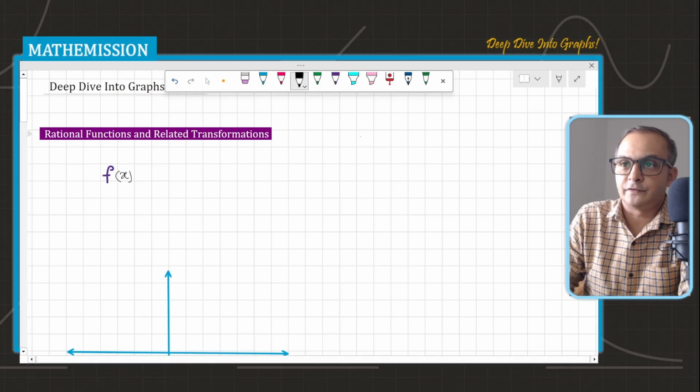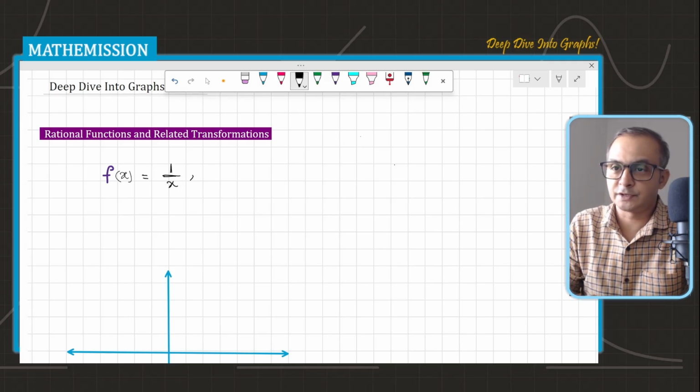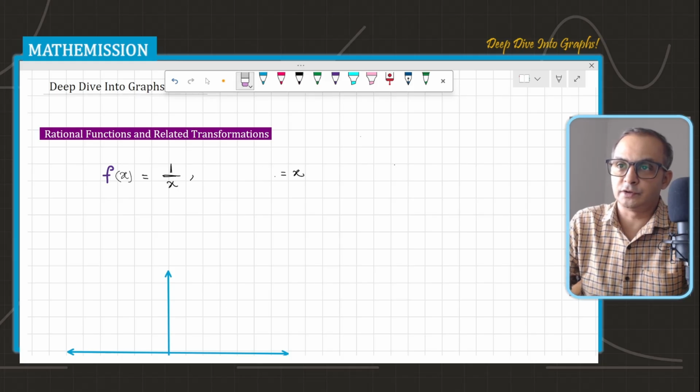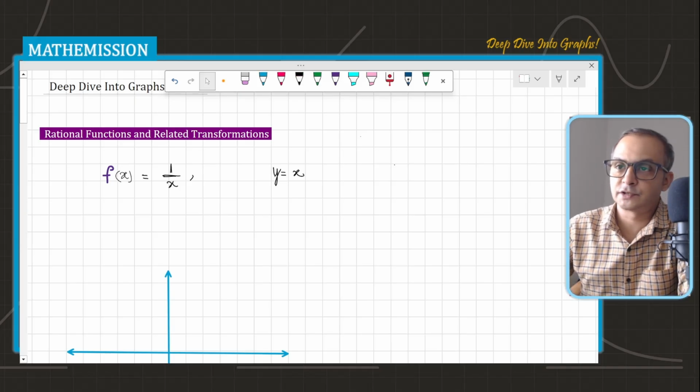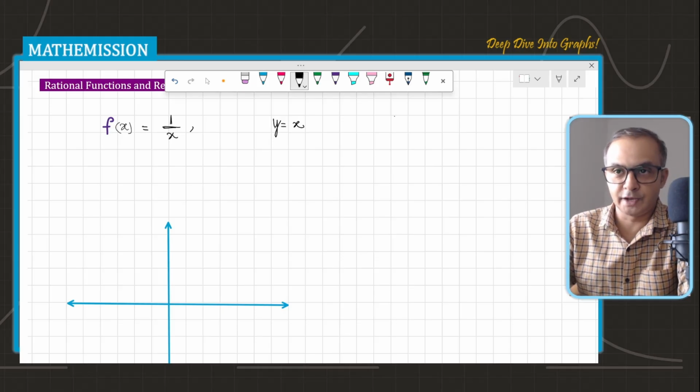So I have the function f(x), and this is 1/x. You know that the function f(x), defined as 1/x here, is the reciprocal of the function f(x) = x, or g(x) = x, or maybe we can say directly y = x. So this is a rectangular hyperbola, but let us try to understand it from a different perspective. For that, let's draw the graph of y = x, and we will try to understand the reciprocal nature of y = x to draw the graph of f(x) = 1/x.